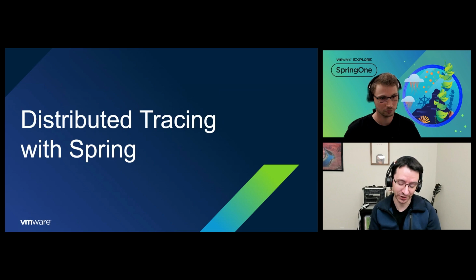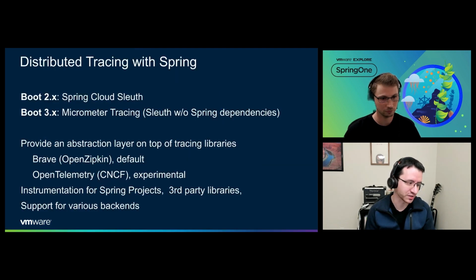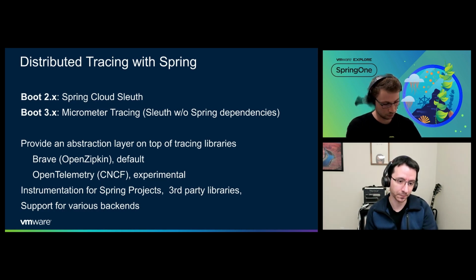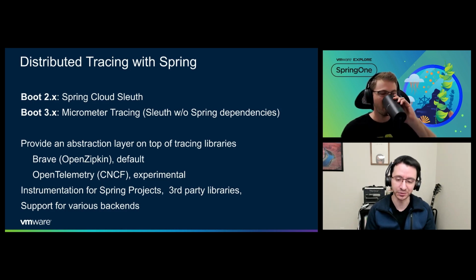And with that, let's move to distributed tracing. So what you can do if you want to use distributed tracing. And this is a little bit Spring specific, not entirely, because you need to make a distinction here. If you are still on Spring Boot 2, which, let me remind you, will go end of life this year for open source support, you should use Spring Cloud Sleuth. But if you are using Spring Boot 3, you should use Micrometer Tracing.